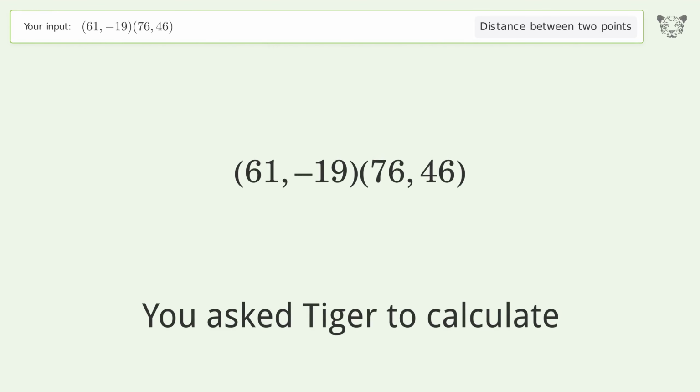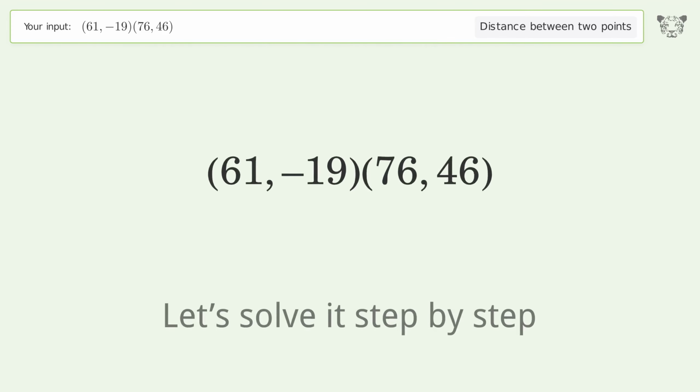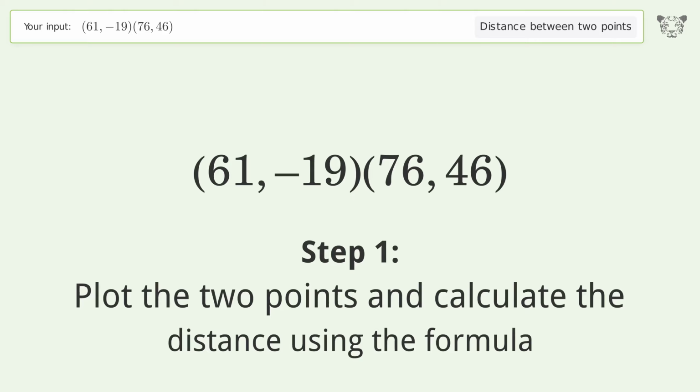You ask Tiger to calculate. This deals with the distance between 2 points. The distance between the 2 points is the square root of 4,450, or 66.708. Let's solve it step by step. Plot the 2 points and calculate the distance using the formula.